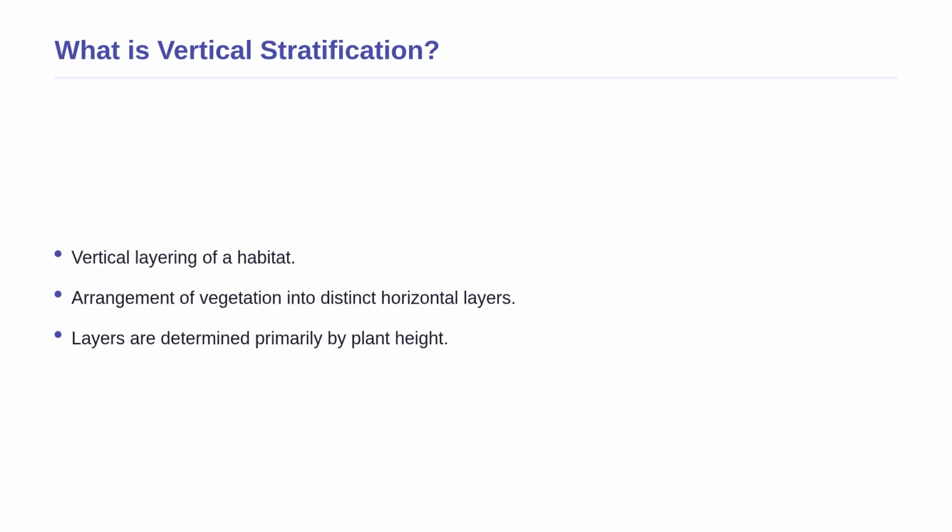Now that we have our skyscraper analogy in mind, let us formally define what this means in ecology. Vertical stratification is the vertical layering of a habitat. Specifically, it refers to the arrangement of vegetation into distinct horizontal layers based on their height. In a mature ecosystem, such as a tropical rainforest, this structure is highly complex. By organizing plants by height, the ecosystem creates a multi-tiered environment where different organisms can find their own specific niche, much like finding the perfect floor in our apartment building.